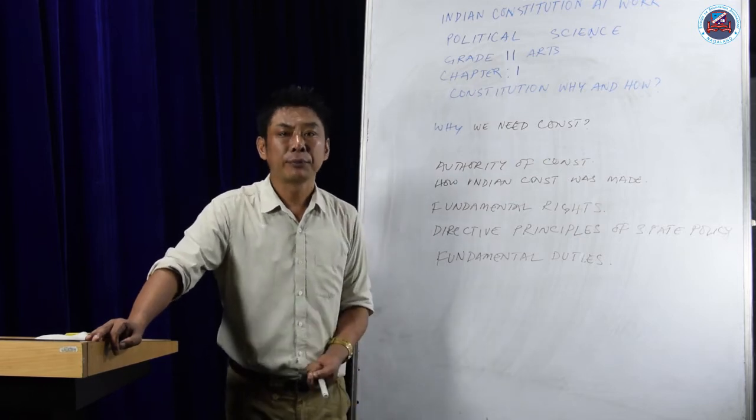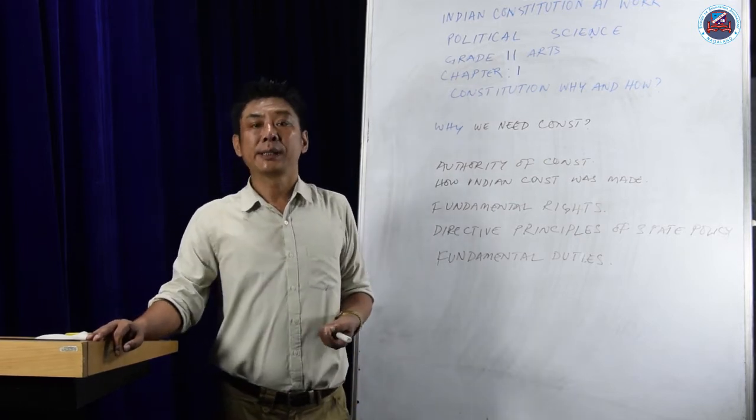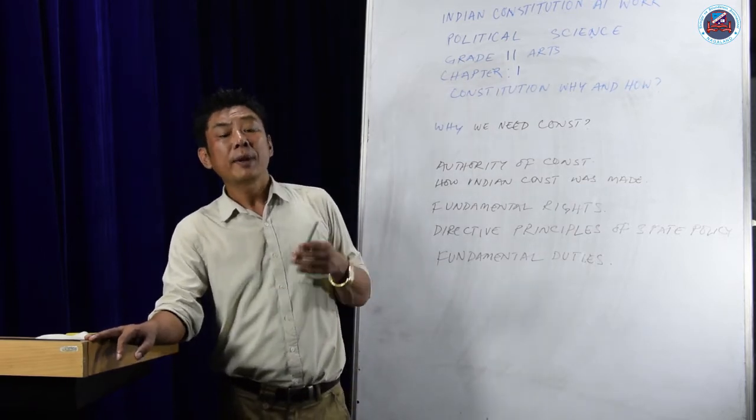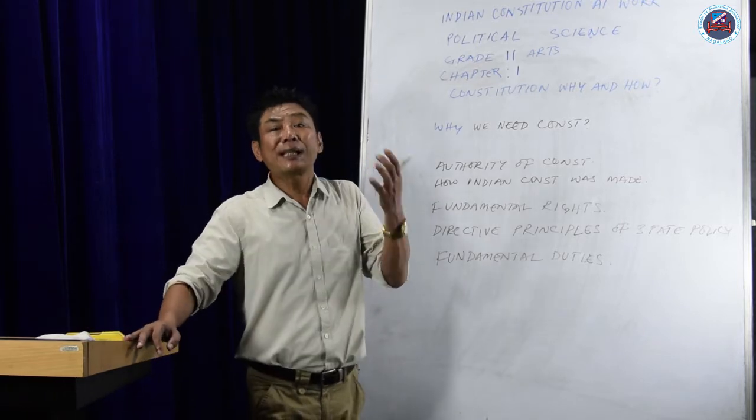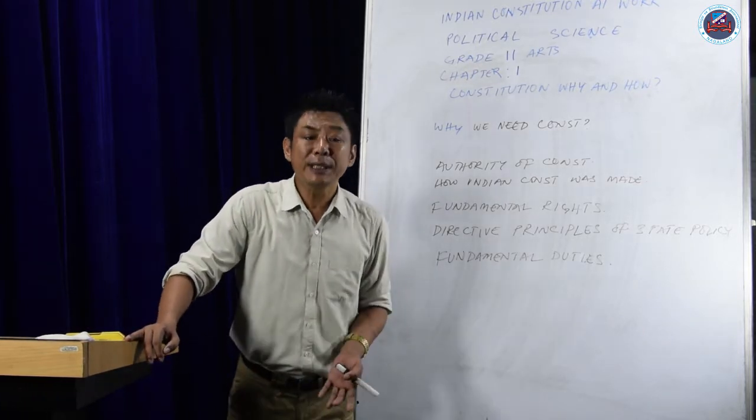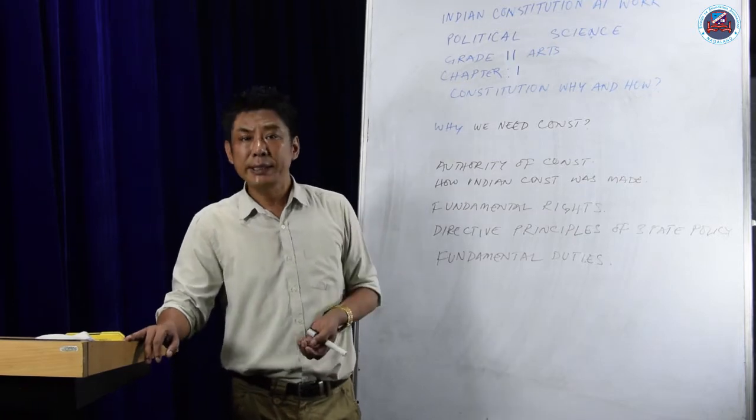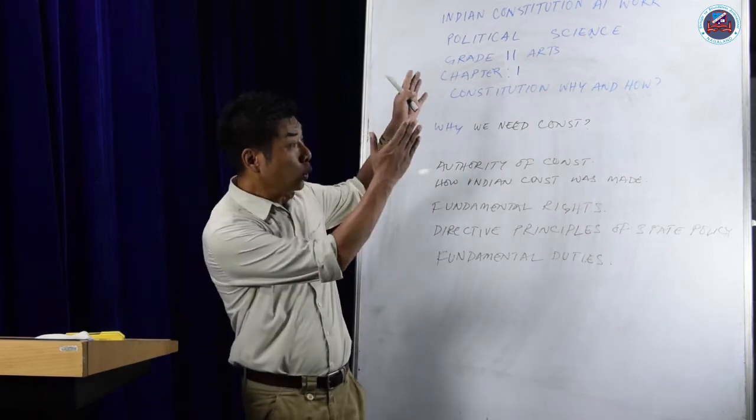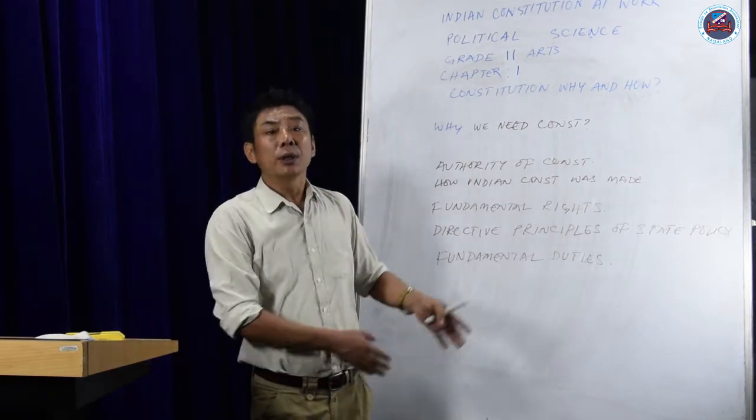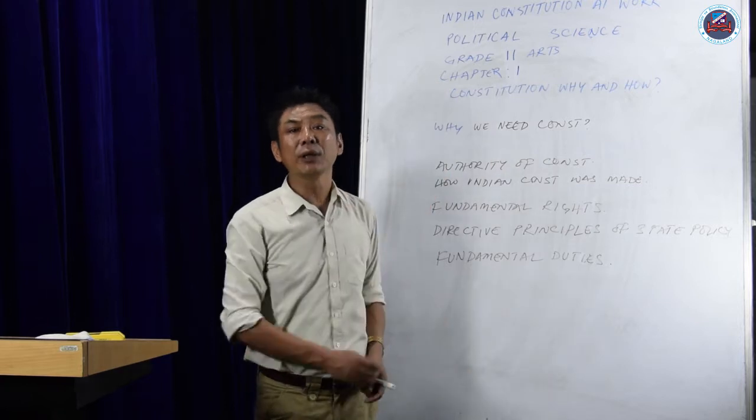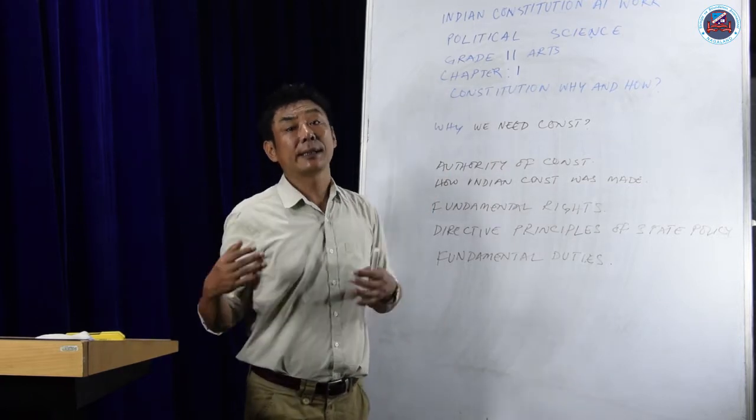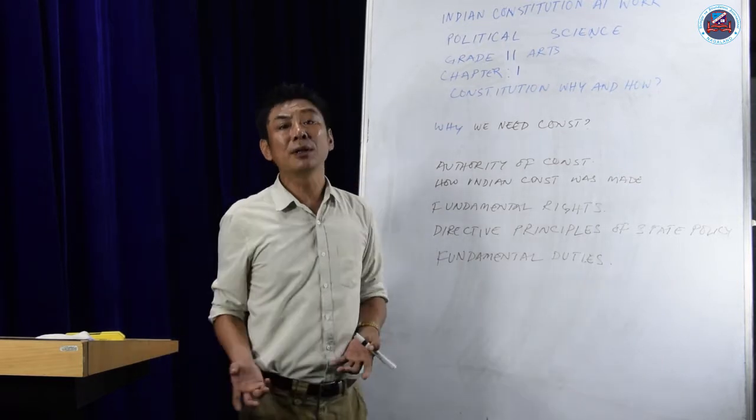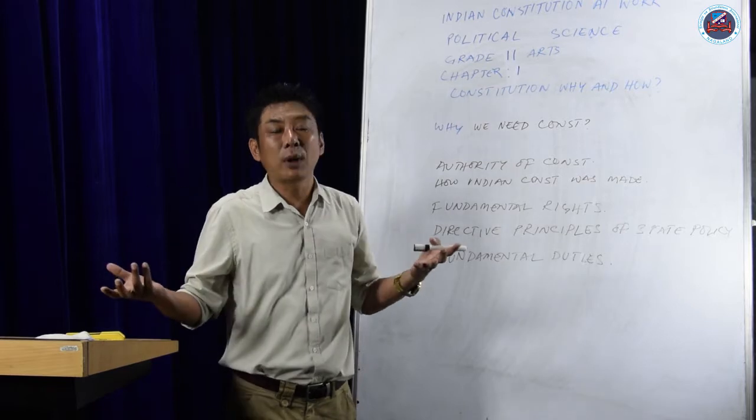Then the fourth significance of a Constitution is that it expresses the aspirations and goals of the society. What does it mean? The rules laid down in the Constitution, the goals and objectives laid down in the Constitution, are a description of what the people want.